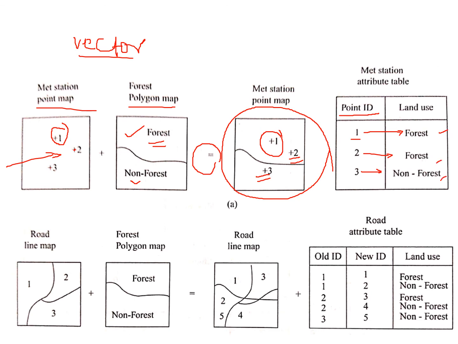Okay, one more example. So this is a point and here an area, but let us say this is a road. So here is the line map, here was the point map, here is the line map, and here is the polygon map. Okay, so this was also a polygon. Now if they are combined together, the plus sign indicates the intersection, and the result will be in a form like this.